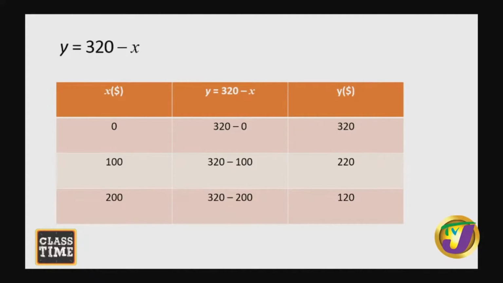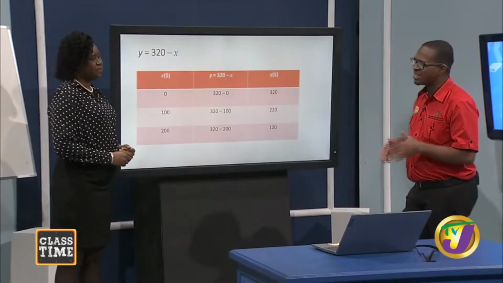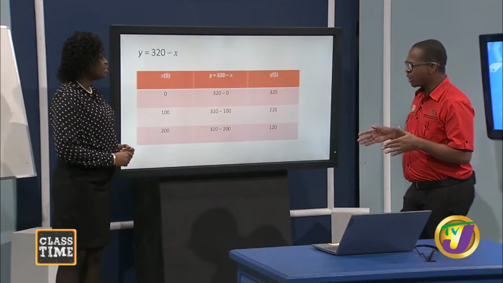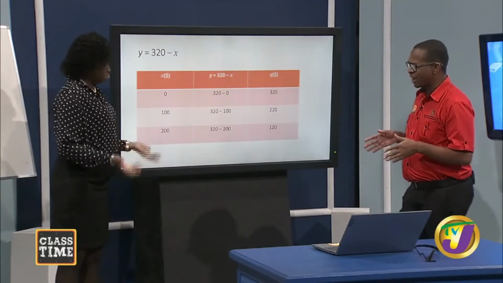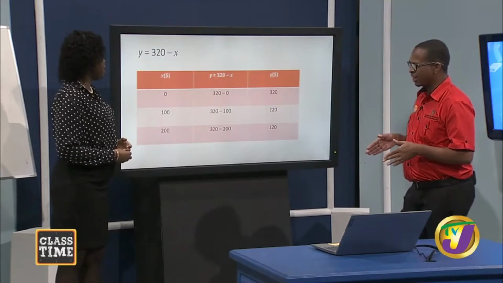Yes. And so when the cost for the patty is $100, and we substitute that value for x in the equation, we notice that the orange juice, after subtracting 100 from 320, costs $220. And if we substitute 200 for x in the equation, subtracting that from 320, it would be 120. But wait, Nikisha, didn't we buy the patty and the orange juice from the same place? Yes. So shouldn't we be paying the same amount of money for the orange juice and the patty? Definitely. Most definitely.